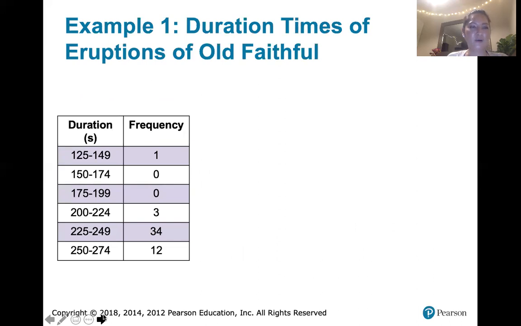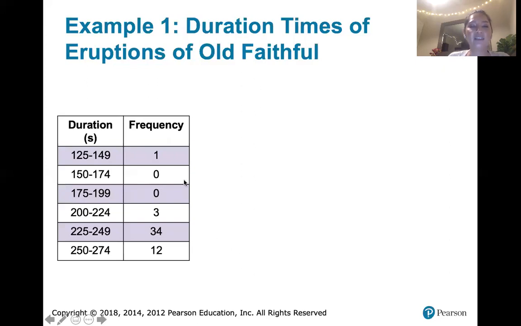So here is our frequency distribution for duration times of eruptions of Old Faithful, that geyser at Yellowstone Park. So we've got all the duration times. We had one eruption in the 125 second to 149 second range as far as its duration was concerned. There were 3 eruptions that lasted between 200 and 224 seconds. There were 34 eruptions that lasted between 225 and 249 seconds.